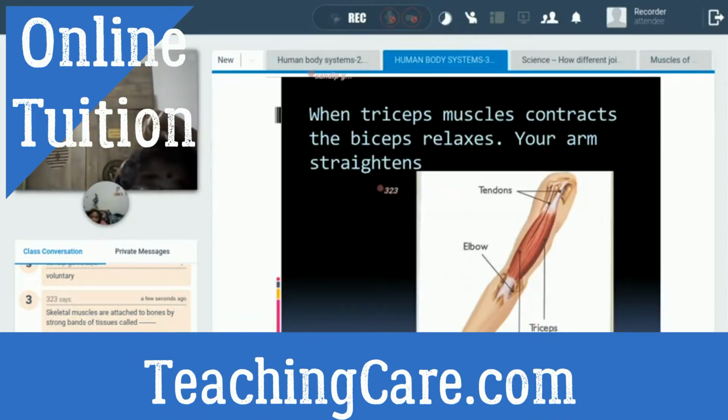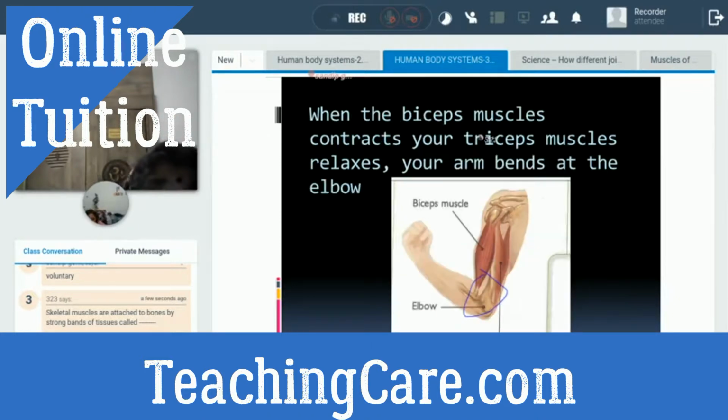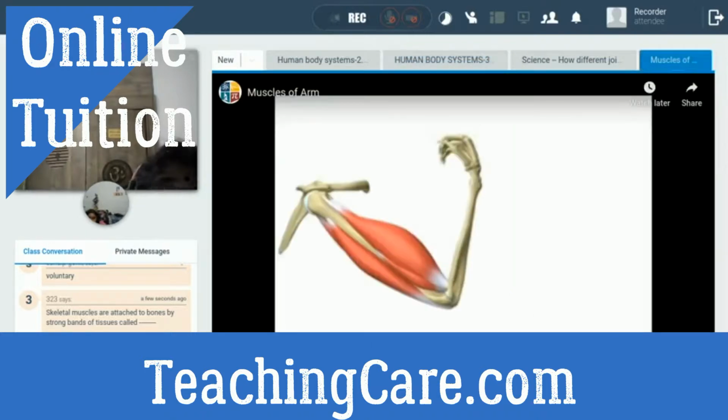When you straighten your arm, the bicep relaxes. When you bend your arm, the bicep contracts. Let us see that in the video, right? Yeah. When you bend, the bicep contracts. Okay.